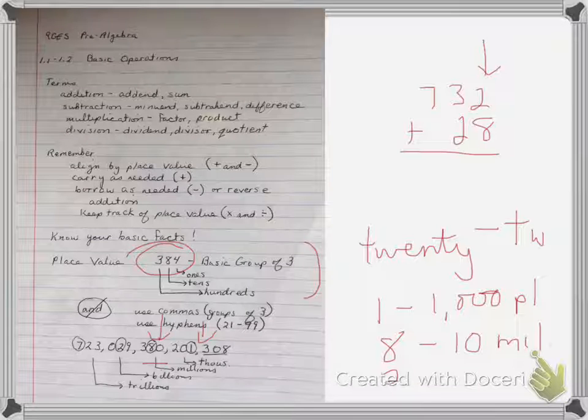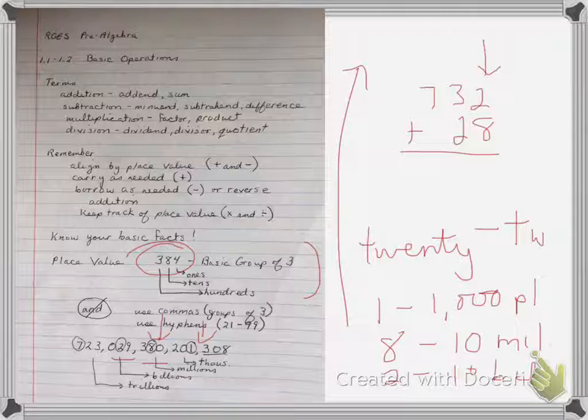The 2, our basic grouping is now the billions place, and we're in the 10 billions place. And finally, our 7, I'm going to go up here. Our 7 is in the trillions place, and it's in the 100 trillions place. Okay, so that's it for our basic ideas. Go to the next page for some examples.